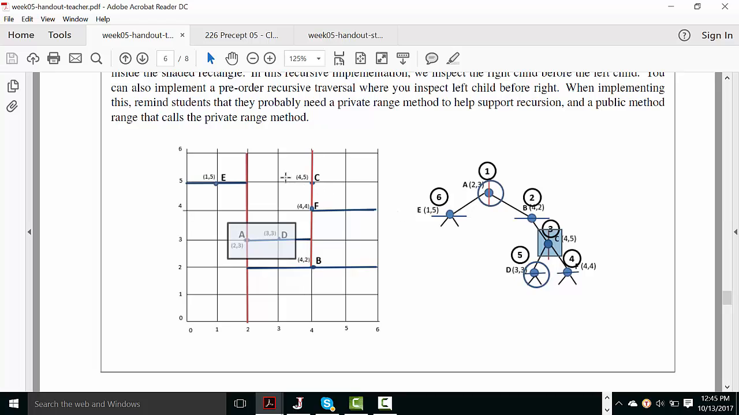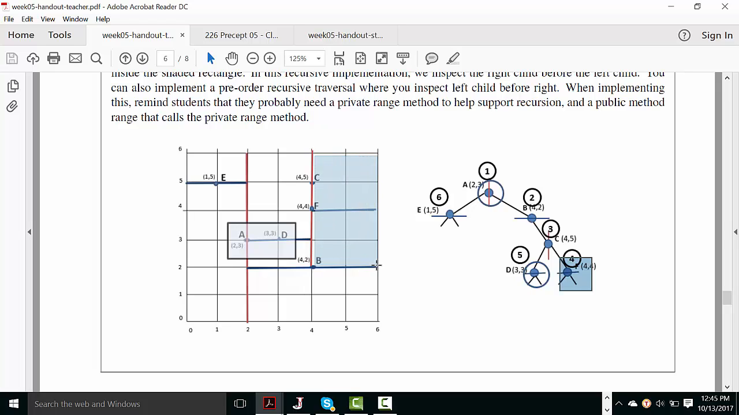So in the C, I'm going to look at the bounding box of C, which is this one here. Now, the bounding box of C also intersects with this rectangle. Therefore, I must consider C. But if I consider C, it's not inside, so I keep going to the right. Now I look at F. The bounding box of F happens to be this.